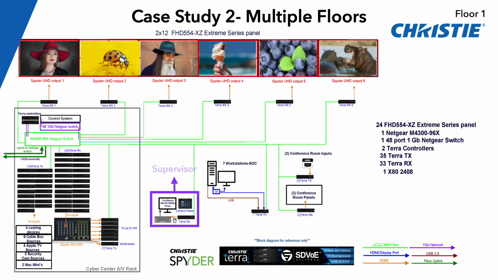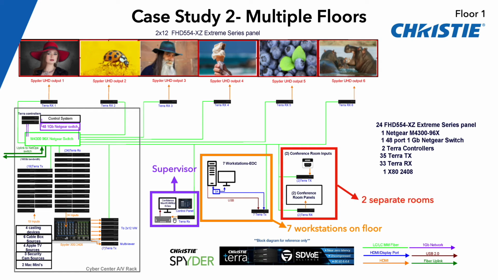Supervisor workstation for that keyboard and mouse control. 7 workstations on the floor, and all that gets extended back into the matrix. They can route that anywhere on that video wall. Couple separate conference rooms right there. There's that bandwidth I called out again, so now I can share content. It's 160 gigs between downstairs and upstairs, a lot of content I can share both upstairs and downstairs.